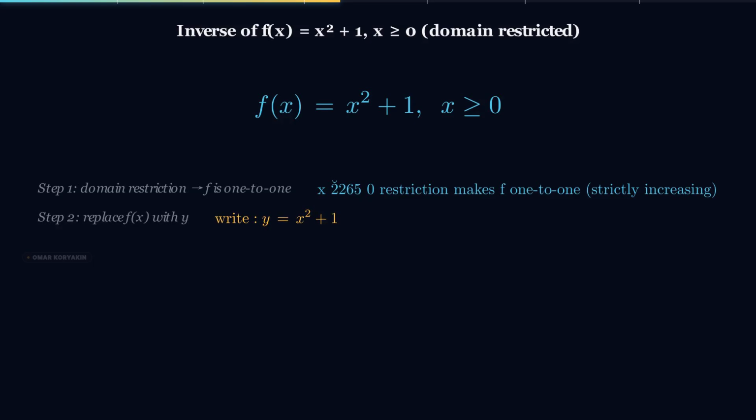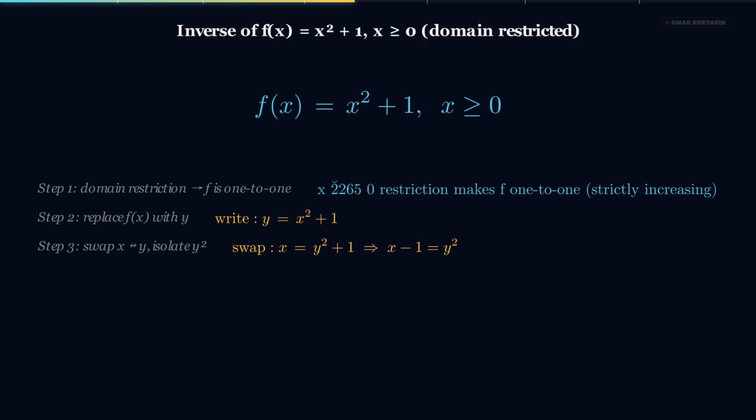Step 2. Apply the swap and solve procedure. Write y equals x squared plus 1, swap, and get x equals y squared plus 1. Step 3. Solve for y. Subtract 1 from both sides. x minus 1 equals y squared. Take the square root of both sides. y equals plus or minus the square root of x minus 1.